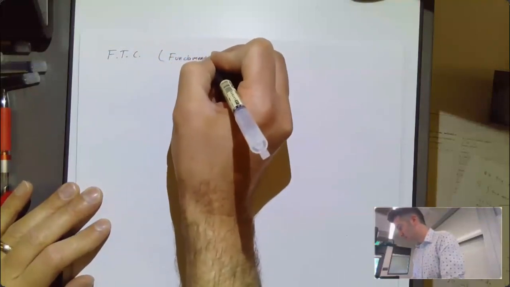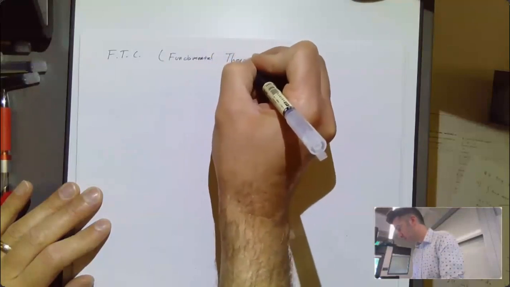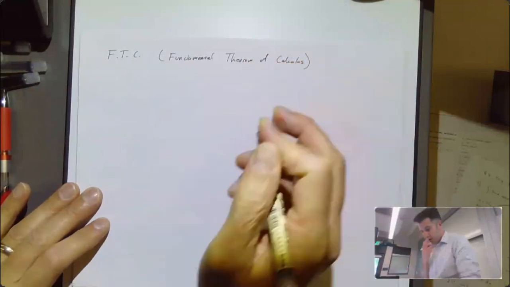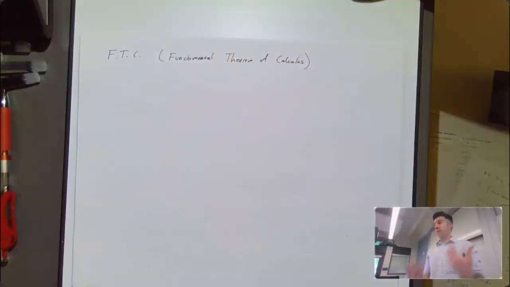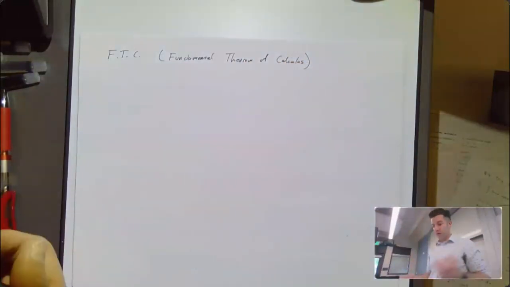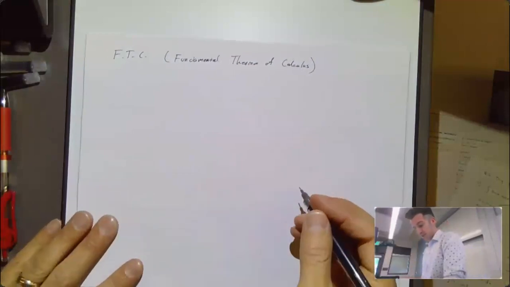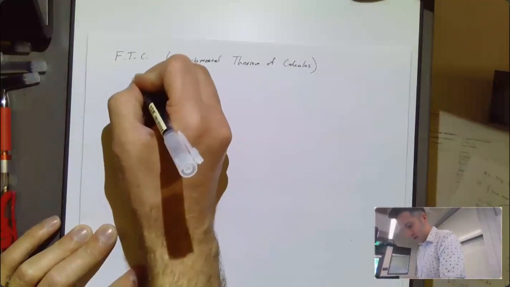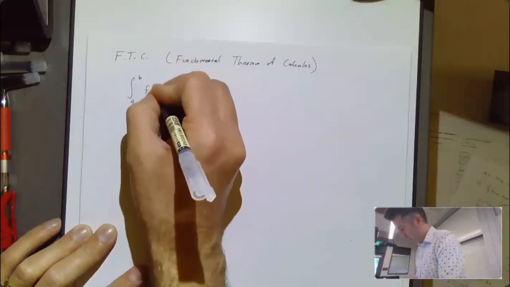Fundamental theorem of calculus. There are actually two parts to it. We're going to focus on the part that's more applicable, which is the part we've just been doing. So here's what the fundamental theorem of calculus says. It says the integral from a to b of f of x dx.